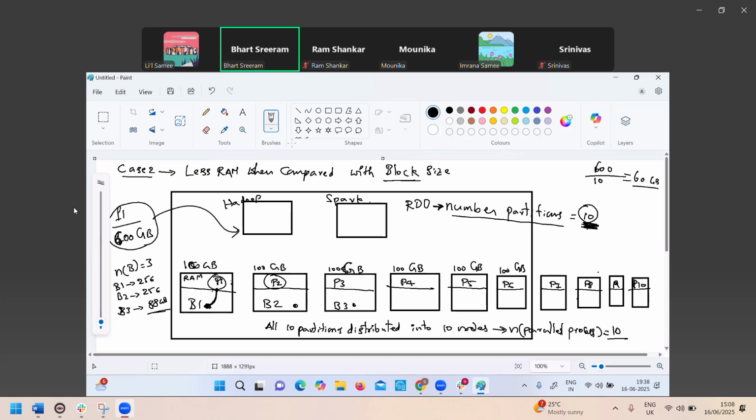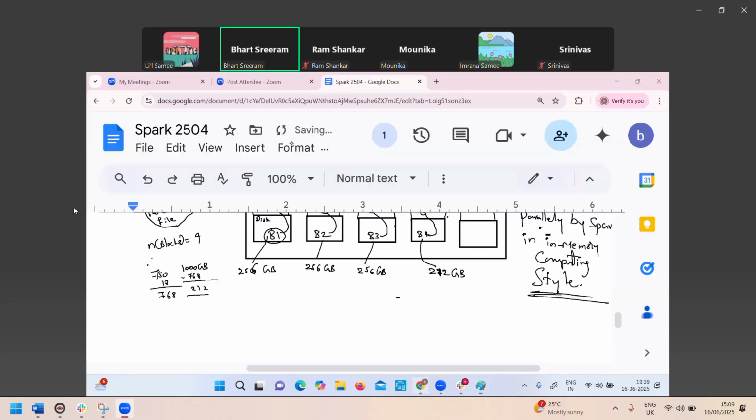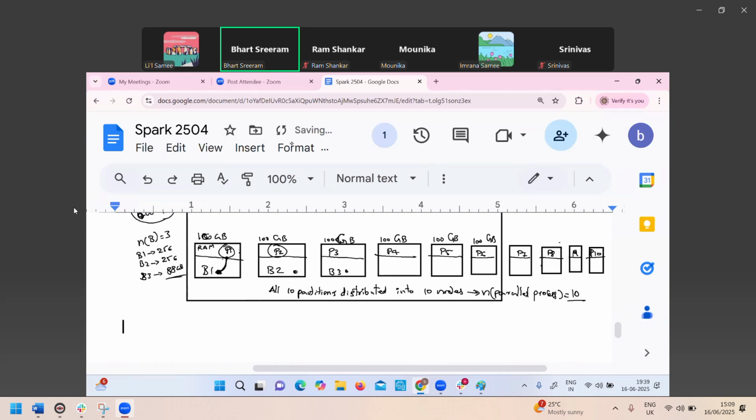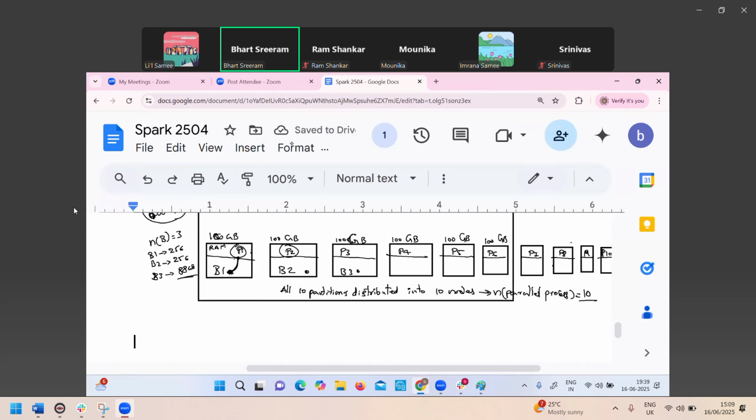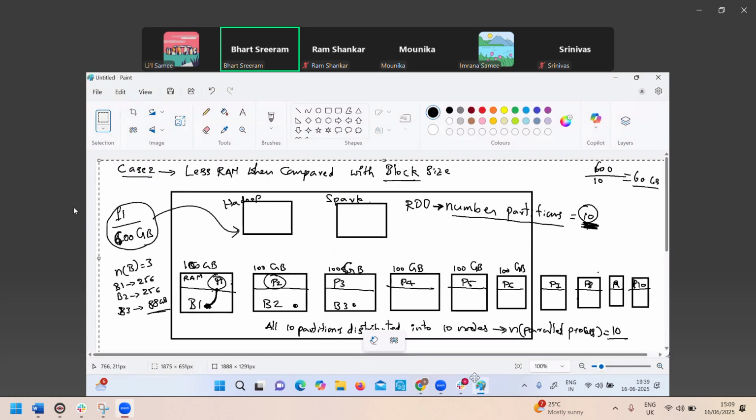This kind of feature is not available with SAP HANA. That's why SAP HANA is used for mid-range data volumes, but not for very big volumes of data processing. So even though block RAM size is less, it is not a problem in a Spark cluster.